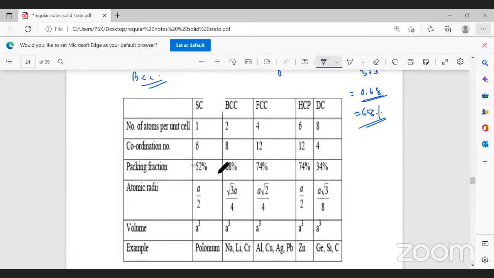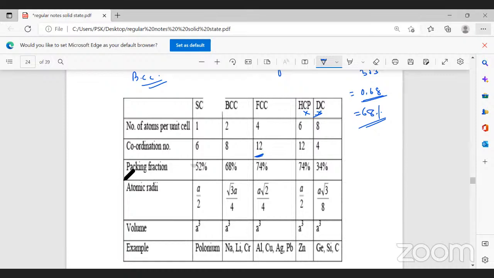Now, this tabular column you observe. This is simple cube, body-centered cube, face-centered cube, HCP, and this DC you don't have to worry. Maybe you can remember with respect to hexagonal closed packing arrangement, but diagonal closed packing you don't have to worry. The number of atoms per unit cell: simple cubic lattice is 1, body-centered is 2, face-centered is 4. Coordination number of simple cube is 6, body-centered cubic lattice is 8, and face-centered cubic lattice is 12.